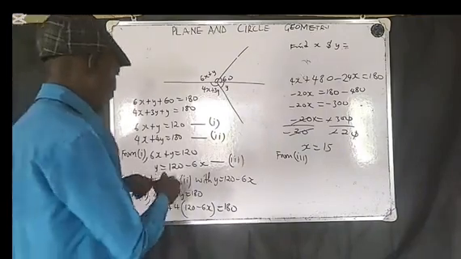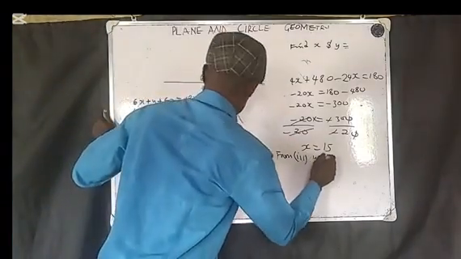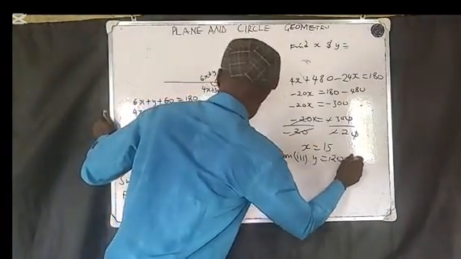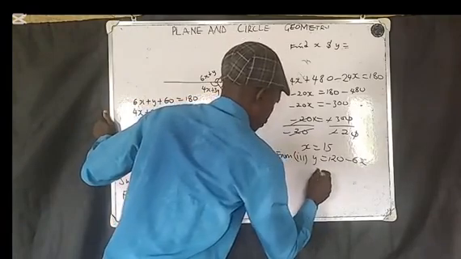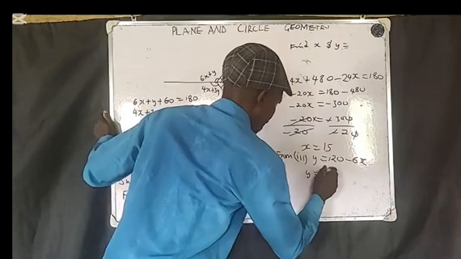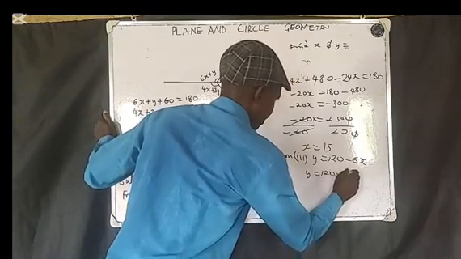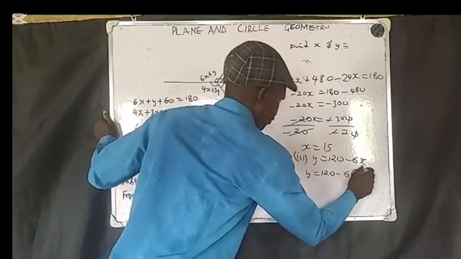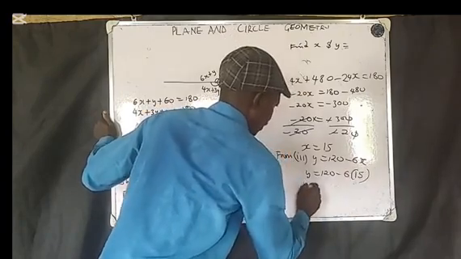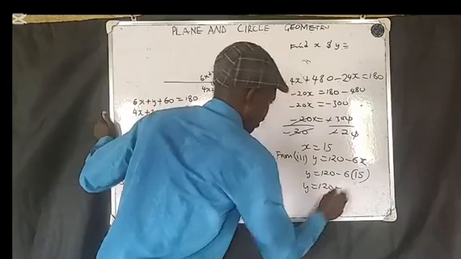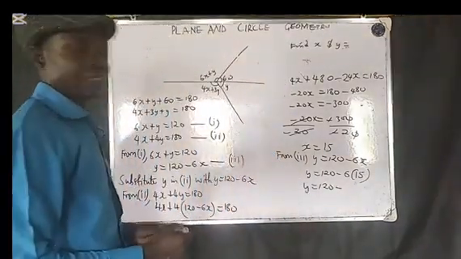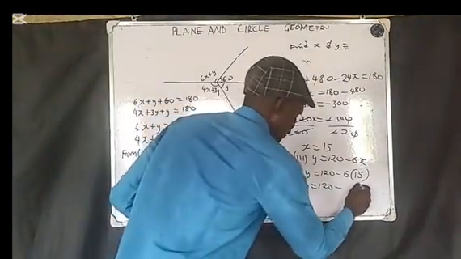And this is our 3. y is equal to 120 minus 6x. So y equals 120 minus 6, x is now 15. So y equals 120 minus 6 times 15, that is 90.